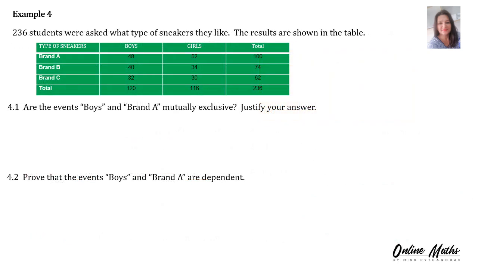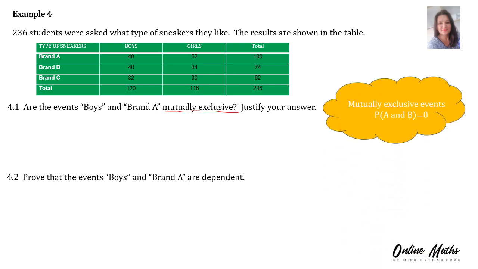Example 4. 236 students were asked what type of sneakers they like. The results are shown in the table. So the type of sneakers, boys, girls, total, and when you go down, brand A, B, C, and total. 4.1. Are the events boys and brand A mutually exclusive? Justify your answer.